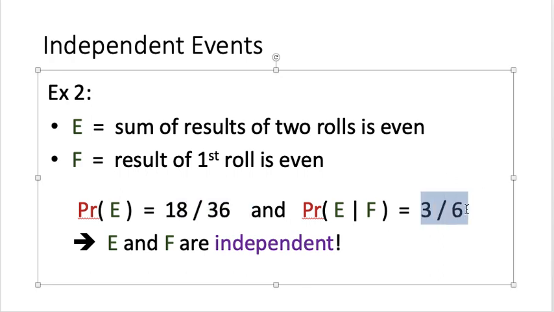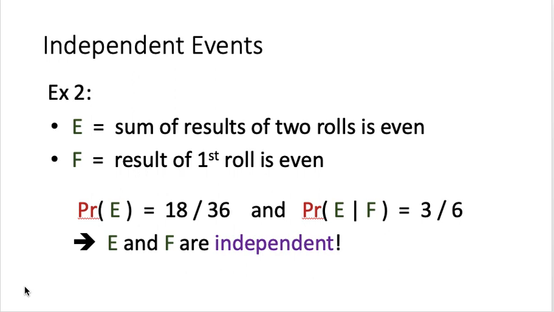3 over 6 is also 1 over 2. And then we see that these two terms are the same. So in that case, E and F are independent. So this example says that sometimes when events don't appear to be independent, they may still be independent. So we need to check carefully.